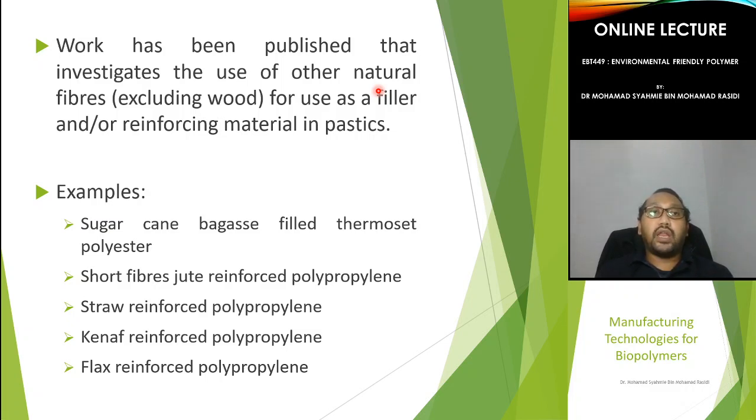Work has been published that investigates the use of other natural fibers, excluding wood, as a filler and or reinforcing material in plastic. Examples are sugarcane bagasse filled thermoset polyester, short fiber jute reinforced polypropylene, straw reinforced polypropylene, kenaf reinforced polypropylene, and flax reinforced polypropylene. So, besides wood, there are many other fillers that have already been used as part of the polymer matrix, such as sugarcane, short fiber, straw, kenaf, and flax.